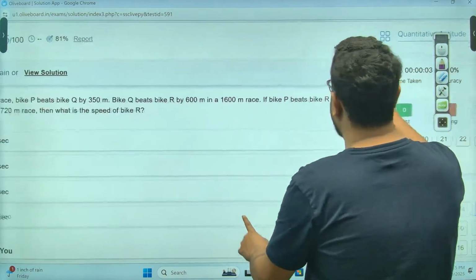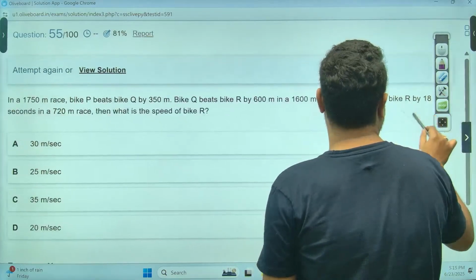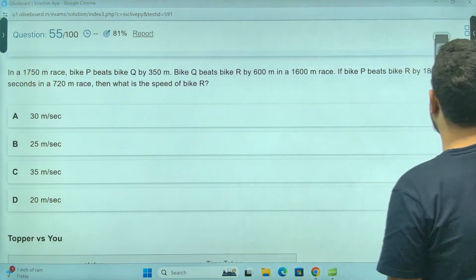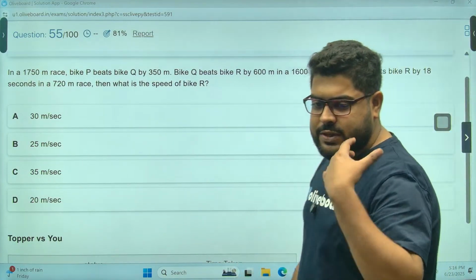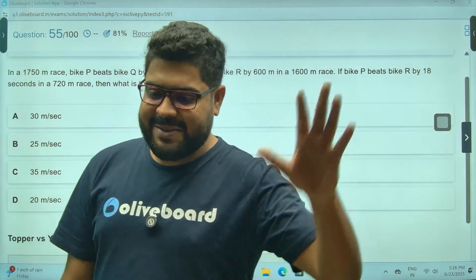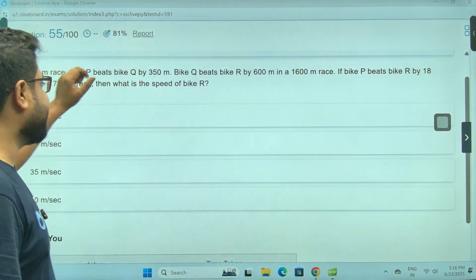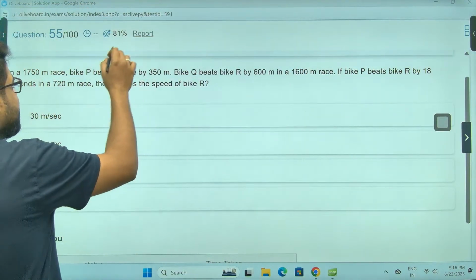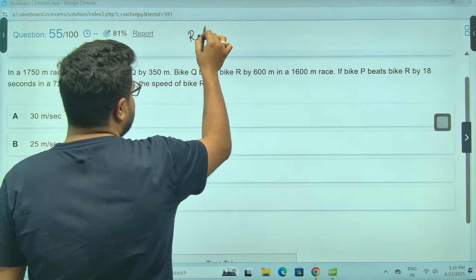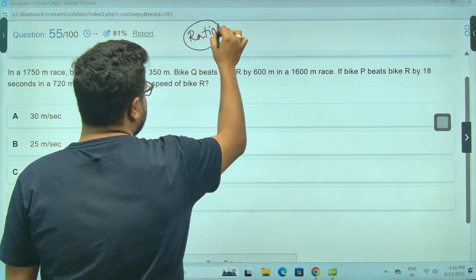So question number 55, a race-based question, sir. This was also a good question. If you don't know, most often people skip race questions because they are a bit difficult. So the ratio method is best. Understanding the ratio will be best, sir.